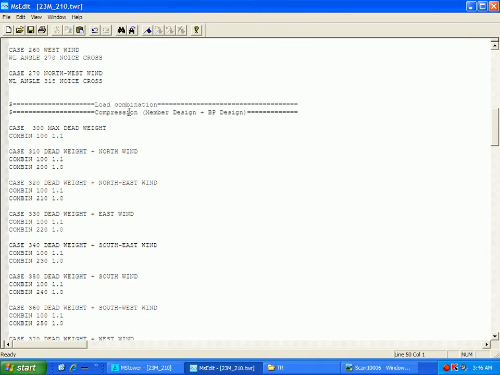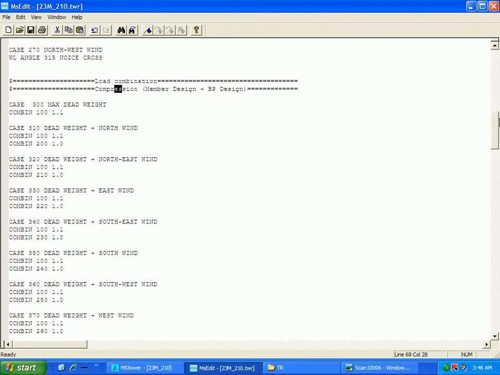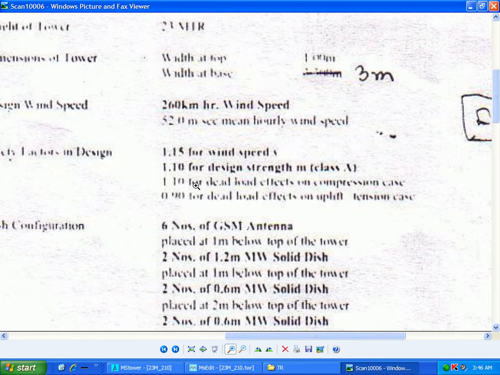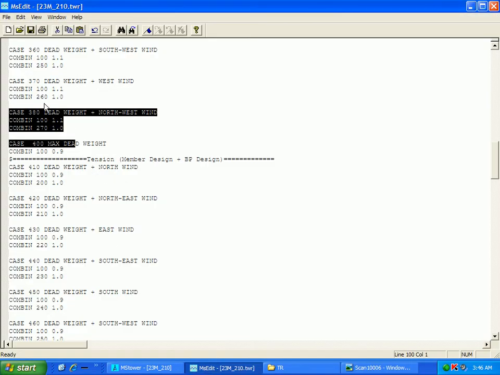The load combination for member design and base plate design, and you can see that dead load has been multiplied with 1.1 for compression member, and for tension, dead load has been multiplied by 0.9. This has been said here, the 1.1 for dead load for compression and 0.9 for dead load uplift. So this load combination and this load combination are almost the same, except this 0.9 and 1.1.